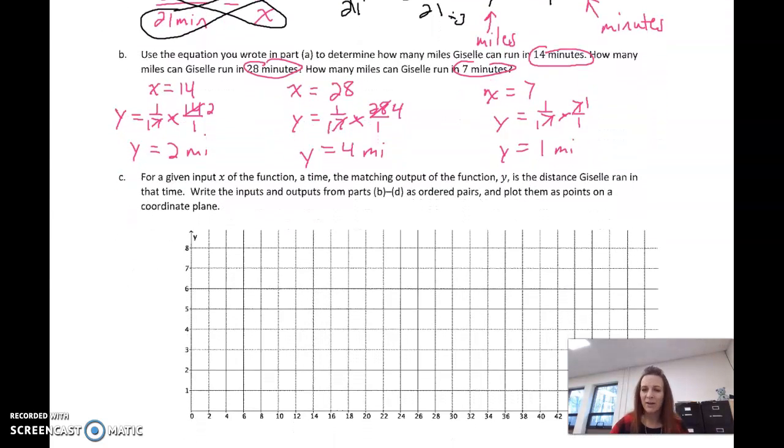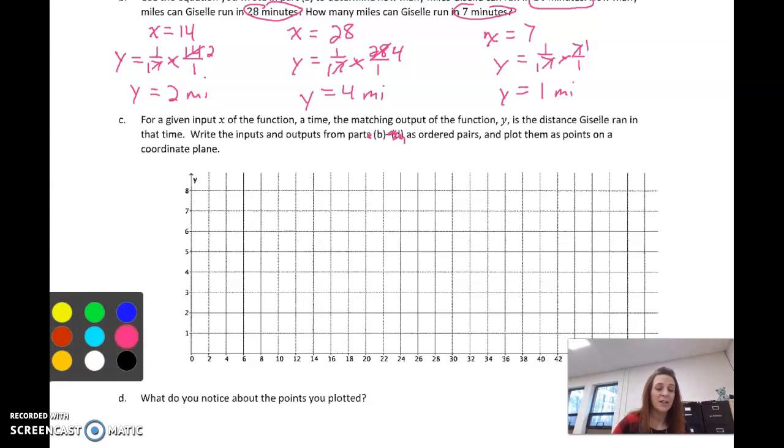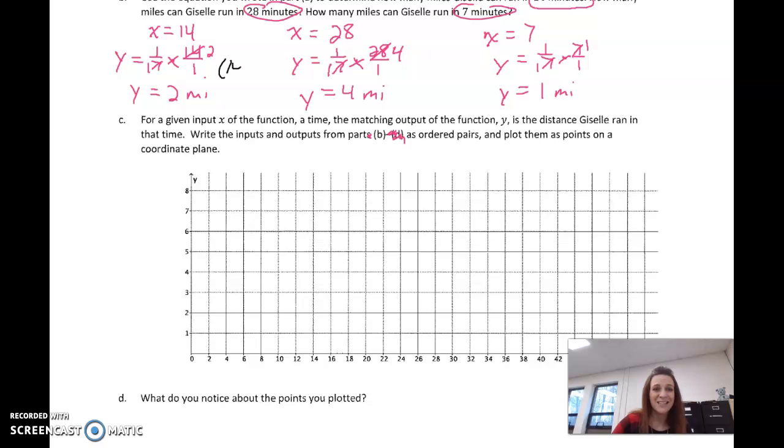Now we want to get into graphing it. So for the given inputs of the function, a time, the matching output y is the distance she ran in that time. Write the inputs and outputs from part B as ordered pairs, and then plot them on the coordinate plane. All right, so if we're going to write them as ordered pairs, this one right here will be the ordered pair 14, 2. This one here will be 28, 4. And this one here will be 7, 1. Because again, x value, y value.